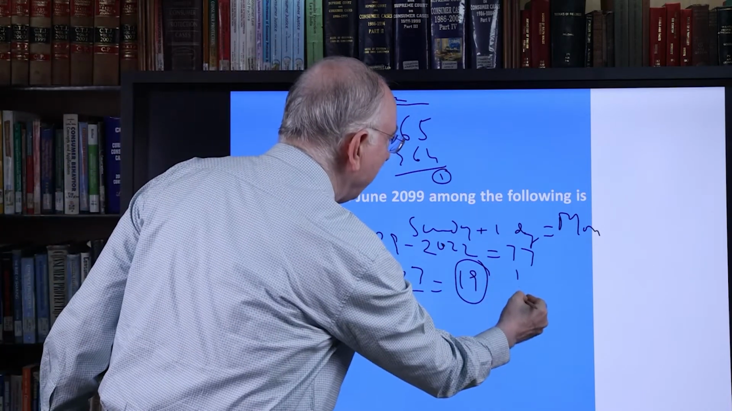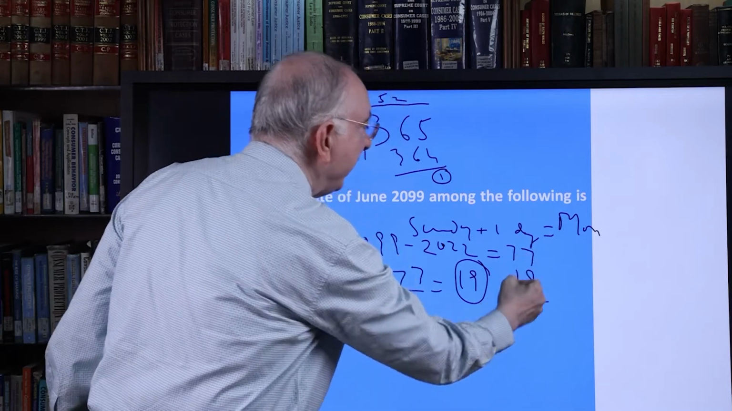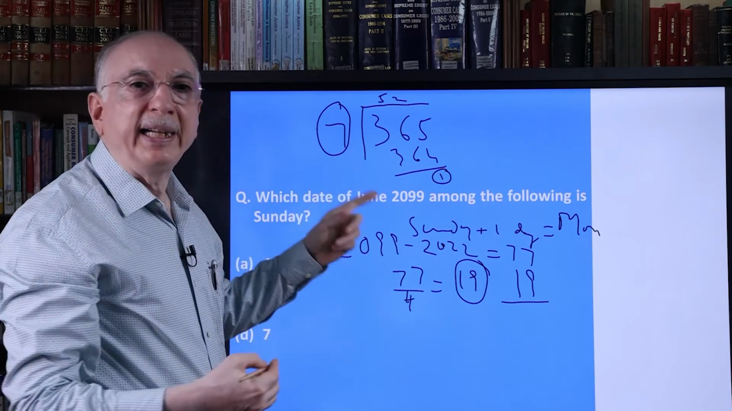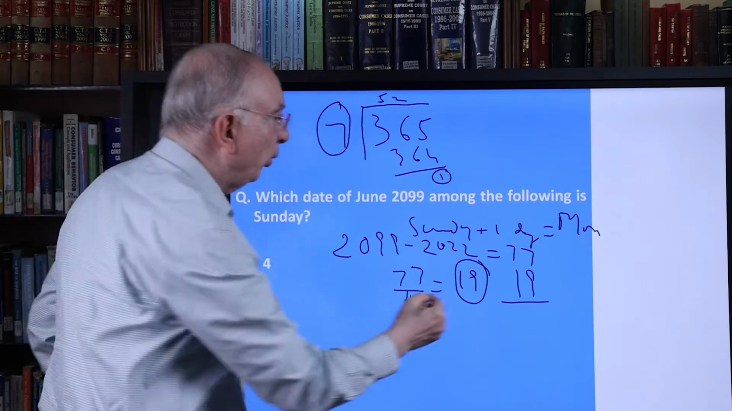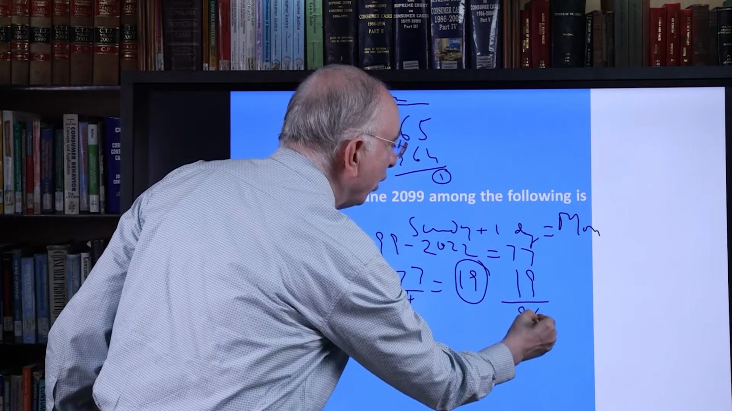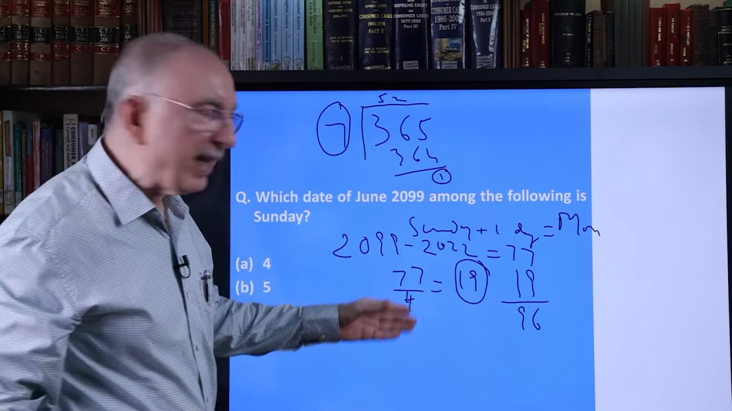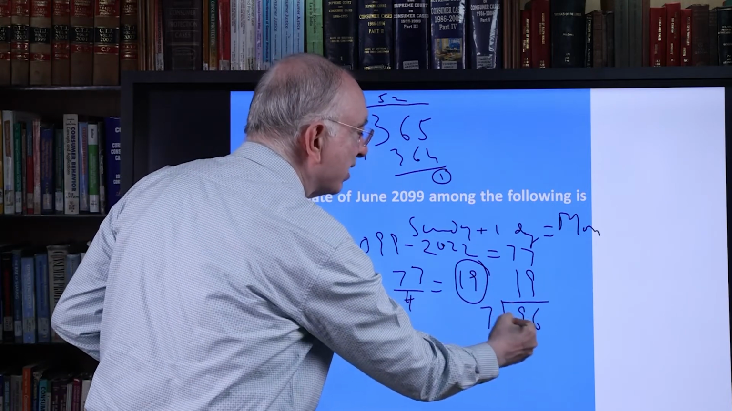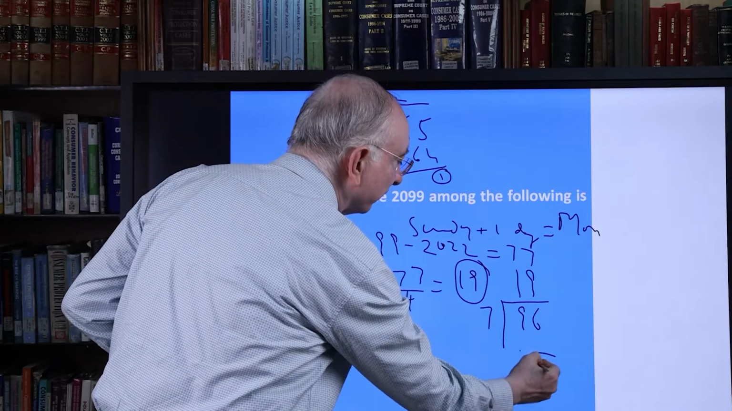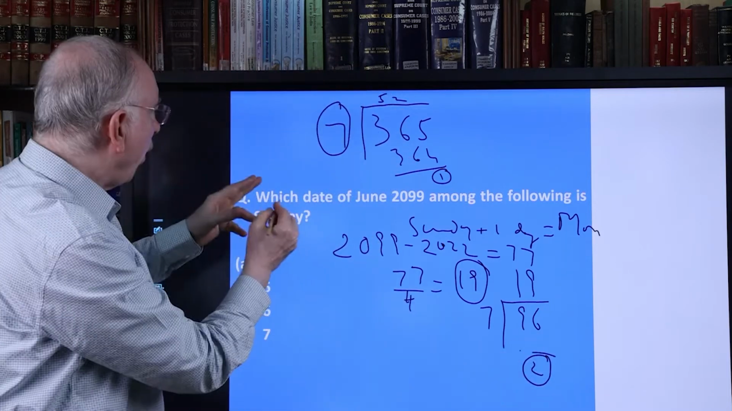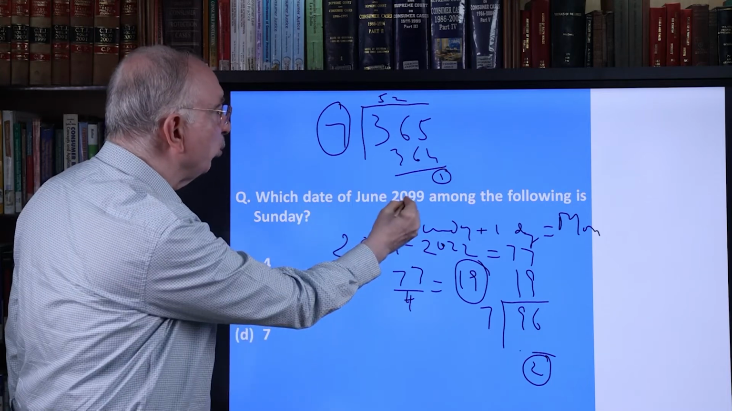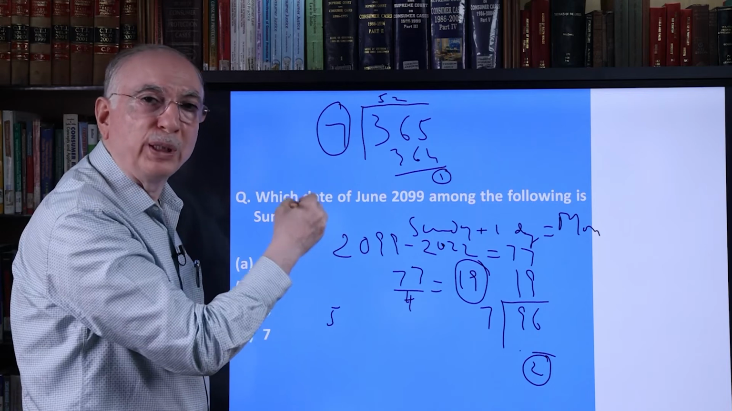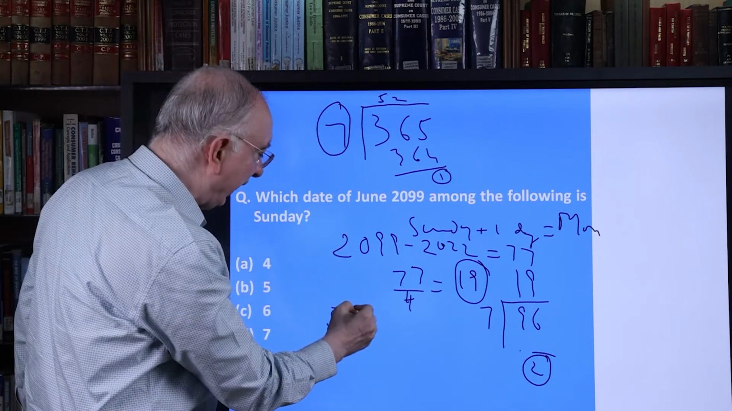Therefore, we have to find out how many extra days will be involved corresponding to the Sunday of that year. So this will be 96. Now 96 we have to divide by 7 to find out the remainder, and if we divide 96 by 7, the remainder will be 2.